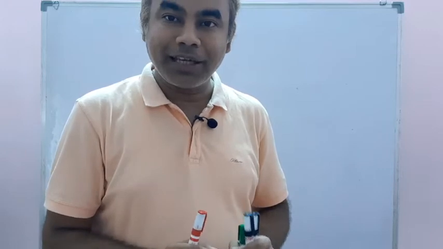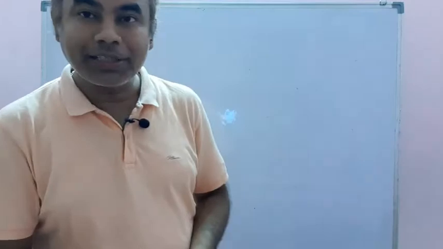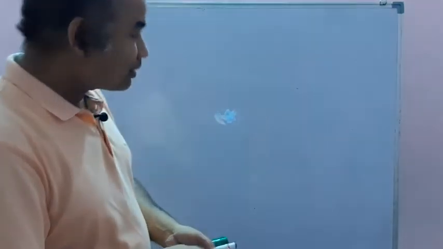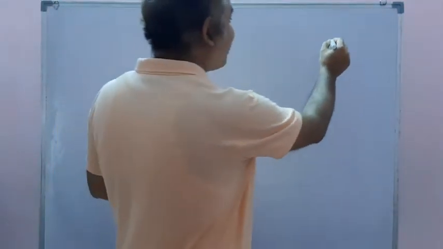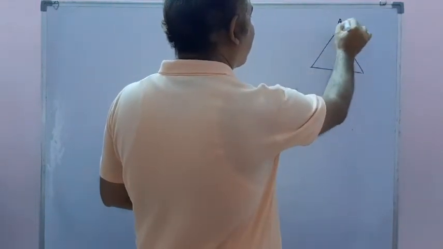The statement of the theorem is that the line segment joining the midpoints of two sides of a triangle is parallel to the remaining side, the third side, and is equal to half of it. So what is the meaning of that? Suppose we consider a triangle like this one. Say ABC is a triangle.